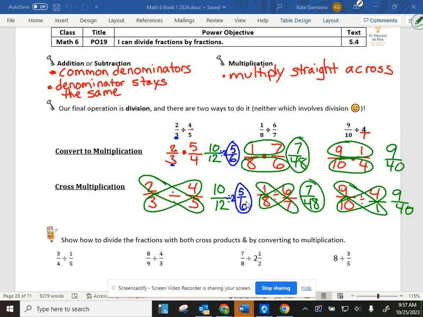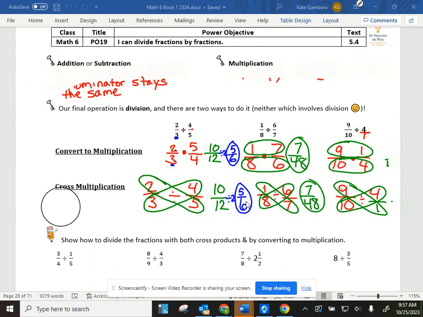Am I done? Thumbs up if I'm done. Thumbs down if I am not done. I see lots of thumbs up. The factors of 9 are 3 and 9. Neither 3 nor 9 can come out of 40. So I am done. So I'm going to erase so I can scroll up.